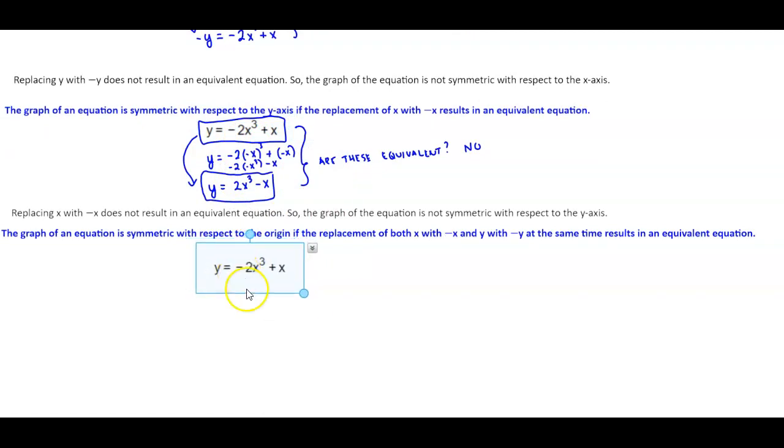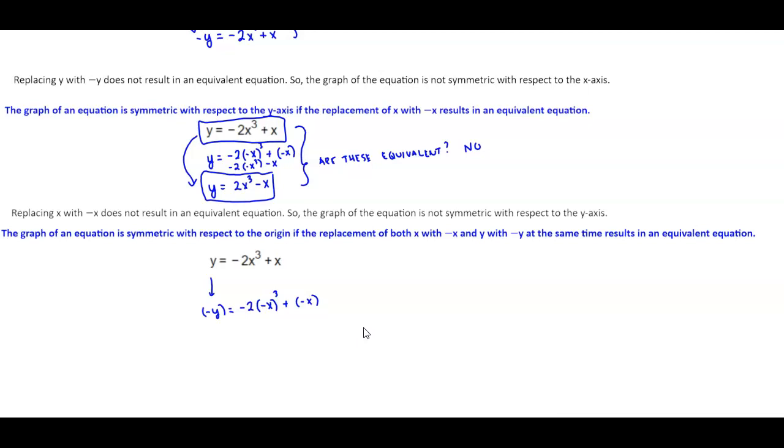This third scenario is to check whether the graph of an equation is symmetric with respect to the origin. And that's if the replacement of both x with negative x and y with negative y at the same time results in an equivalent equation of the original one. So we know that we're going to replace y with negative y, and then we're going to replace x with negative x. So this is negative 2 times negative x cubed plus negative x.